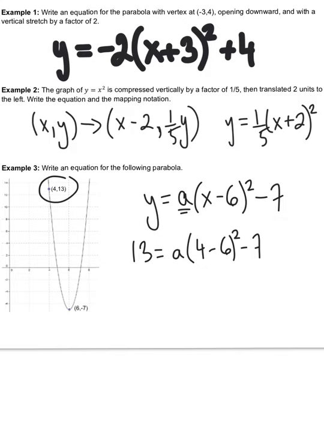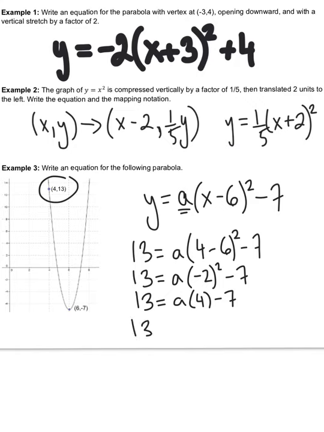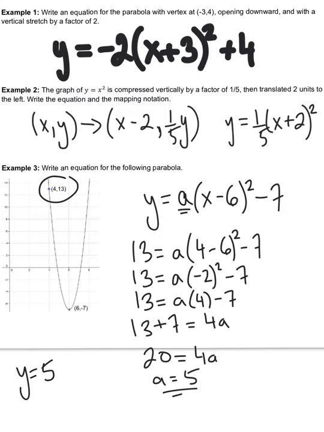And now we're going to solve it. Okay, so remember your BEDMAS rules here. So it's going to be 13 plus 7 is equal to 4a. And then we get 20 is equal to 4a. And so a is going to be 20 divided by 4, which is 5. And so our final equation is going to be y is equal to 5(x - 6)² - 7.